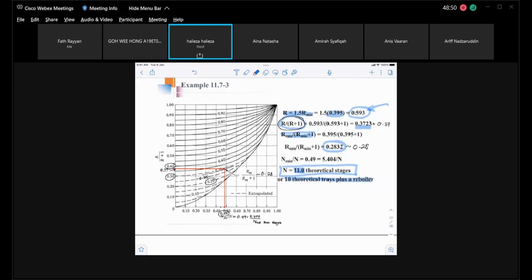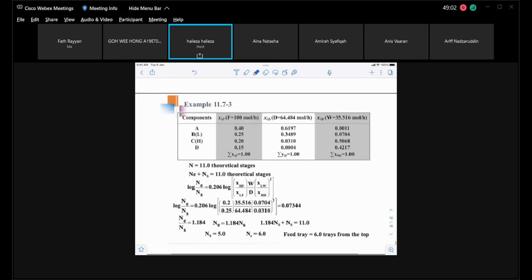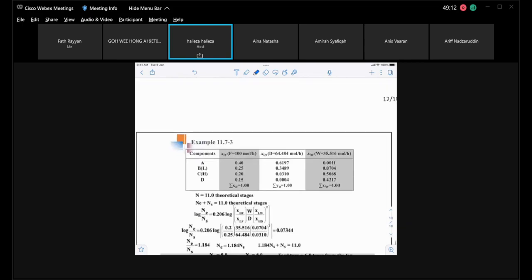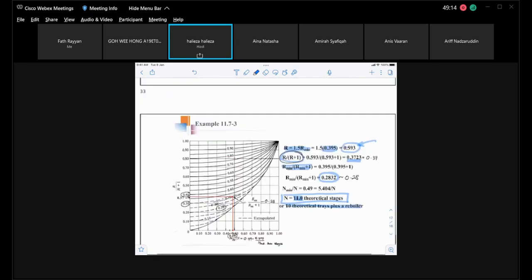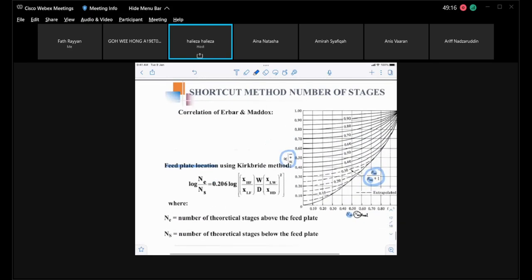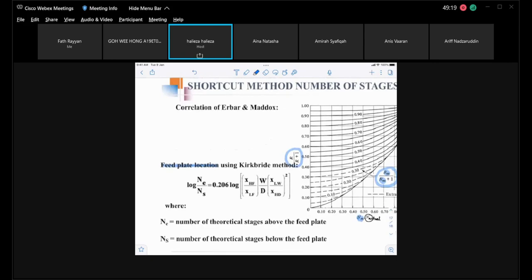Sorry, the feed location is at what plate? Now you already know the number of stages. Definitely, your feed location is going to be anywhere between these 11 stages. Okay, so between 10 plates, sorry, 11 stages, but it will be from plate number 1 to plate number 10 anyway. So how to go about that? You're going to use the Kirkbride method, which uses this equation.